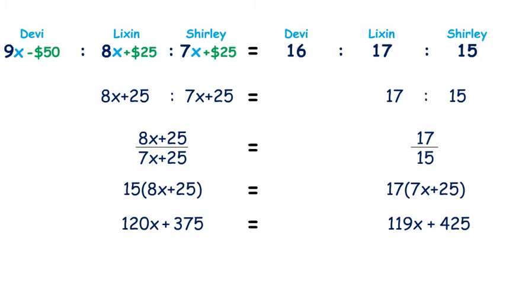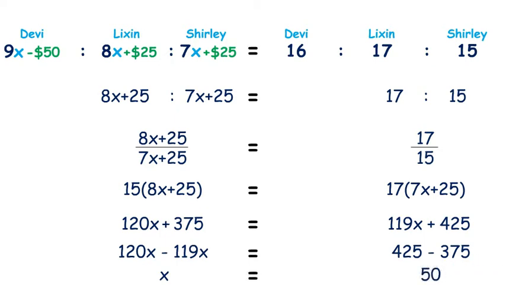119x will transfer to the left-hand side, and 375 will transfer to the right-hand side. It will be 120x minus 119x equals 425 minus 375. 120x minus 119x equals x, and 425 minus 375 equals 50. x equals 50 is our solution.